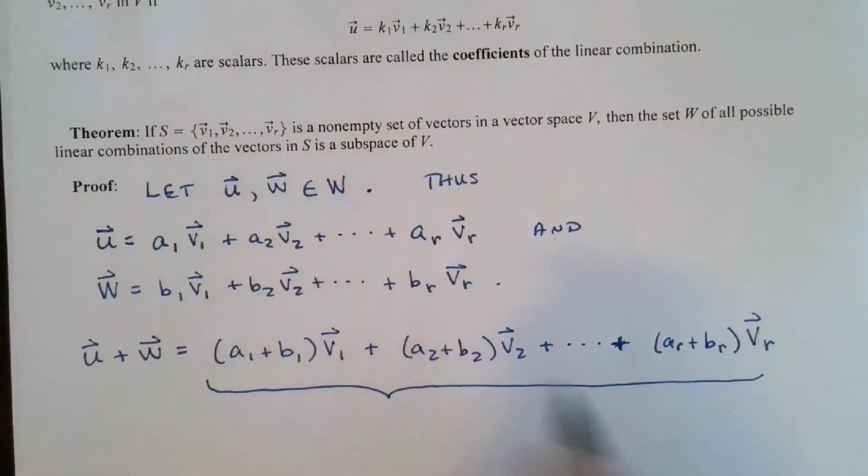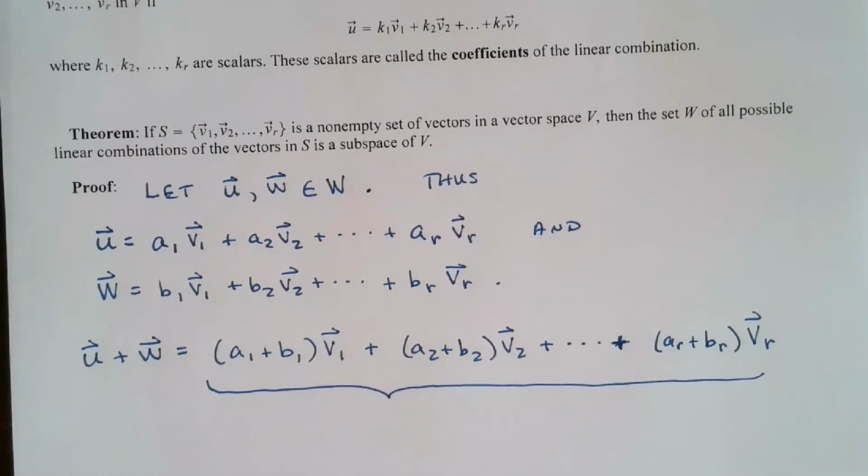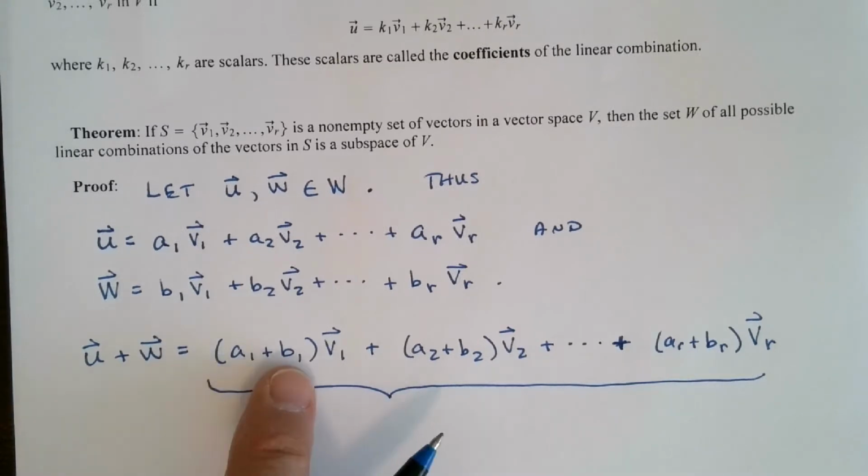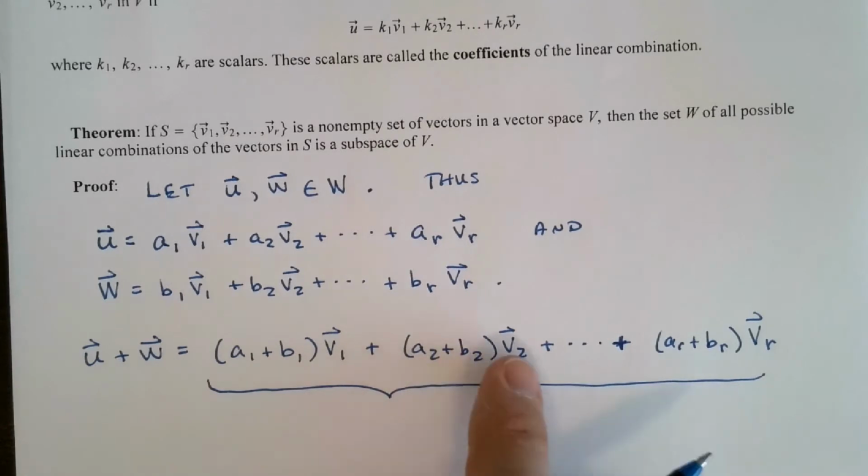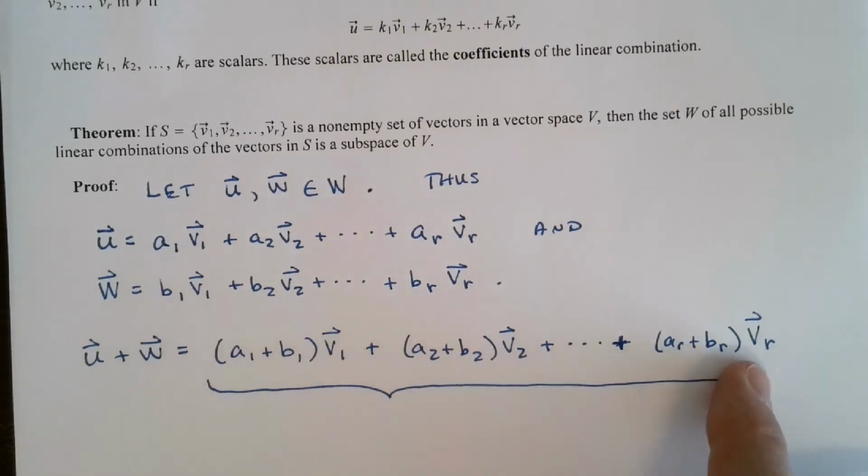A1 and B1, A2, B2, AR, all those are scalars. When I add two scalars together, what do I get? I get a scalar. This is a scalar multiple of V1. It's the coefficient of V1. This is the coefficient of V2. This is the coefficient of VR, and so on.